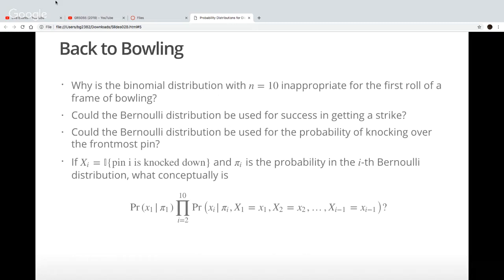So we have a product of a Bernoulli, set up for the first pin, multiplied by conditional Bernoullis for the subsequent pins, given that the previous pins were or were not knocked down. So what does this expression collectively yield us?